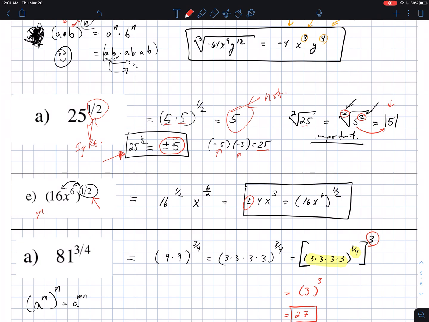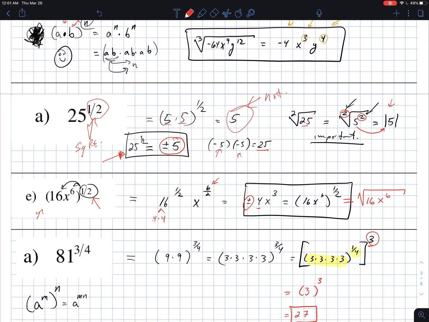So I did the distribution aspect, and I said, well, 16 to the half power, well, that's 4, right? Because there are 2 4s, right? And I need 1, so that's why I get 1 4. And then, if I take 1/2 of 6, so 6 divided by 2 is 3. So that, plus or minus 4x cubed, is equal to the quantity 16x to the 6th to the half power. Or, I could say equal to the square root of 16x to the 6th.